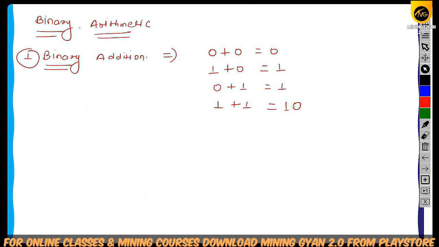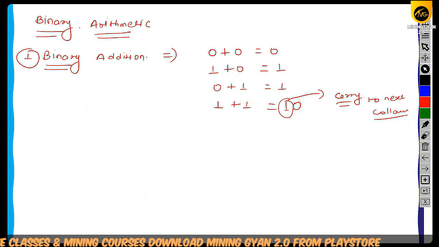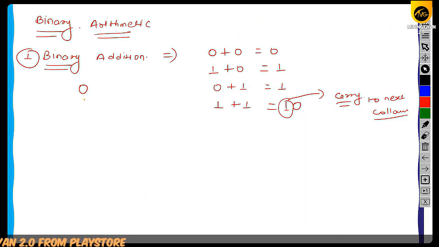That 10 is not ten, basically it's a 1 and 0. So the 1 will be the carry for the next column. Always remember, 1 plus 1 will be 10, and the 1 is carried to the next column, the second column from the right. For example, 0 plus 1 will be 1, and 1 plus 1 will be 10.